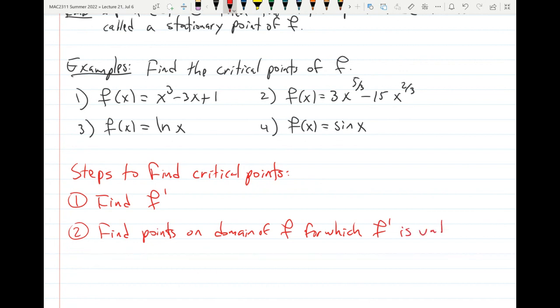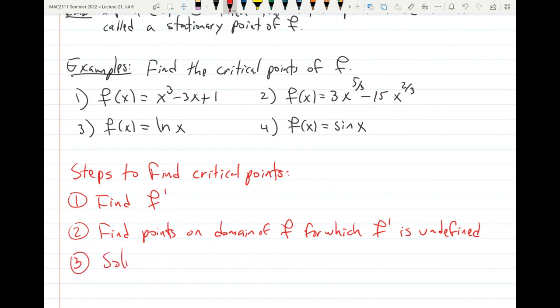f prime is undefined. But this is important. The point has to be in the domain of f, because f prime may be undefined at some places, but if the function f itself is also undefined, then we don't care about those points, because these are points that are on the graph of f. So f has to be okay with those points. So find points in the domain of f for which f prime is undefined.